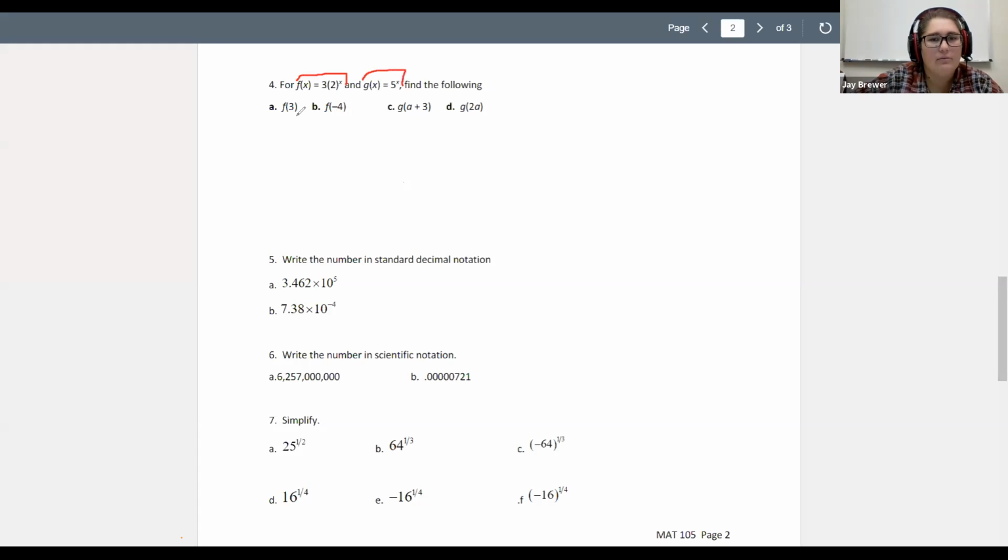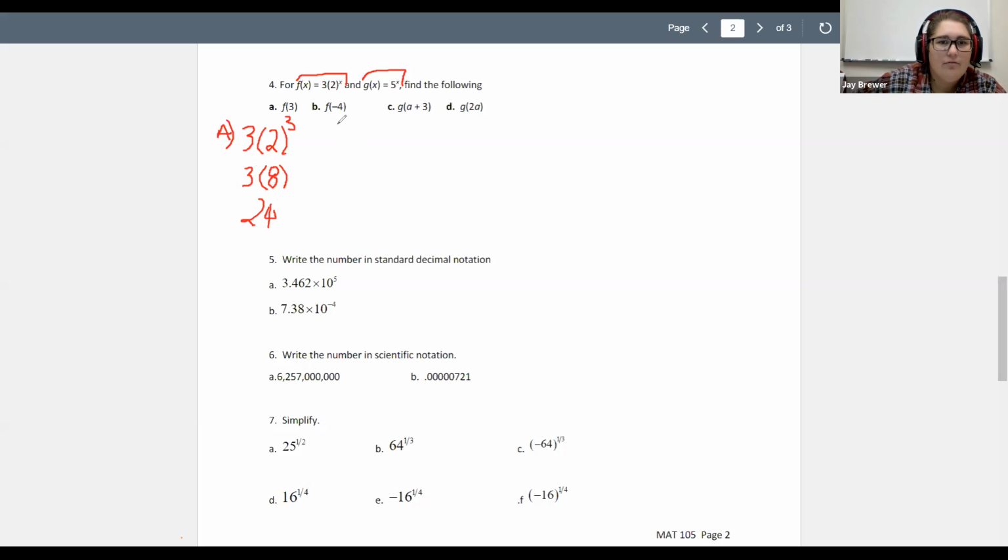We have f of x and we have also g of x. And clearly with the C and D, we are not going to be able to work out a complete answer there. You will not be able to evaluate it. So for A, we want f of 3. So that means 3 is going to go in place of the exponent. So you will have 3 times 2 raised to the 3rd, which is basically 3 times 8, which gives you 24.